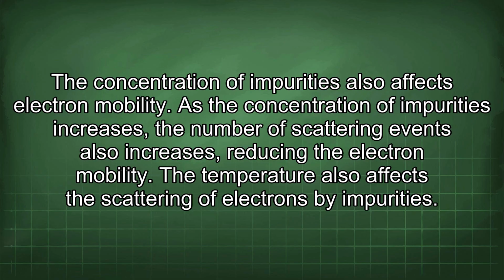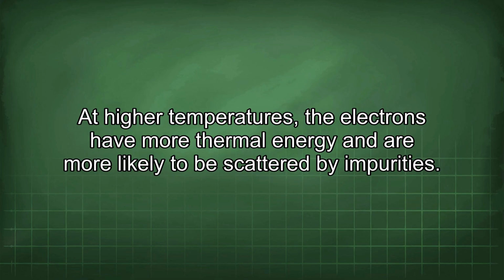The concentration of impurities also affects electron mobility. As the concentration of impurities increases, the number of scattering events also increases, reducing the electron mobility. Temperature also affects the scattering of electrons by impurities. At higher temperatures, the electrons have more thermal energy and are more likely to be scattered by impurities.